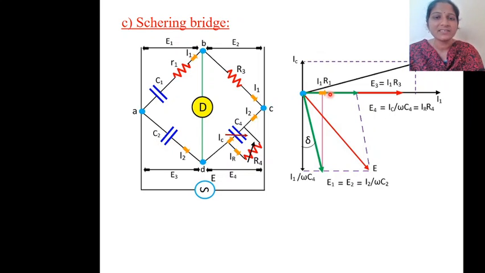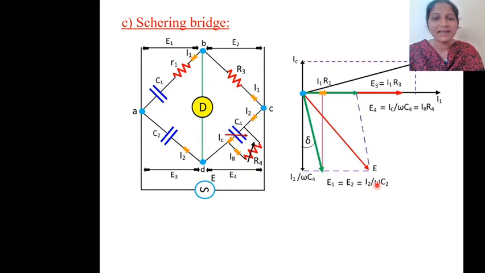So I1 R1 is in this direction. Then I1 by j omega C1 will be perpendicularly downwards. The sum of these two will give you E1, that is E1 is equal to the sum of I1 R1 plus I1 by j omega C1. E1 is equal to E2, and E2 is nothing but I2 into 1 by j omega C2, that is I2 by omega C2.